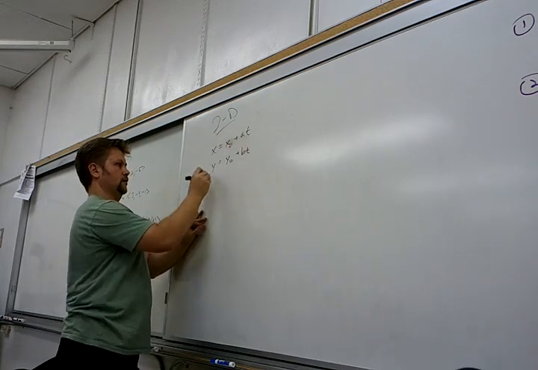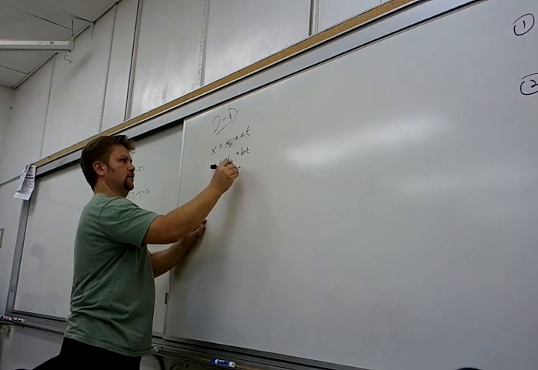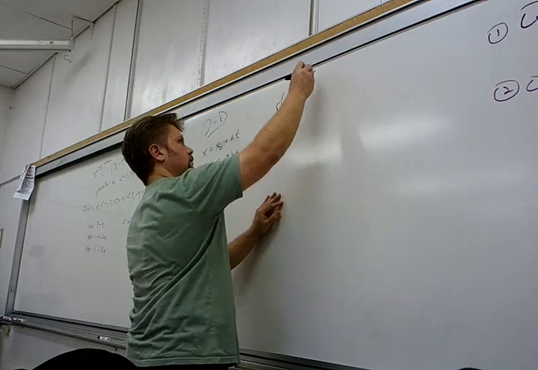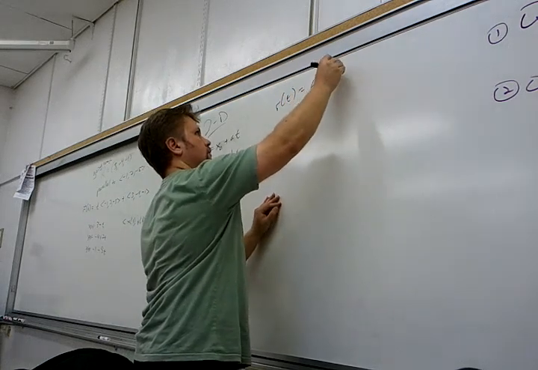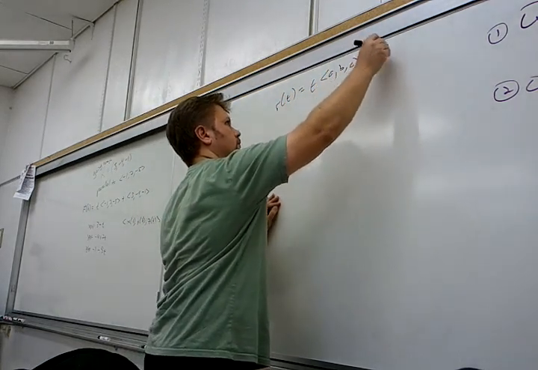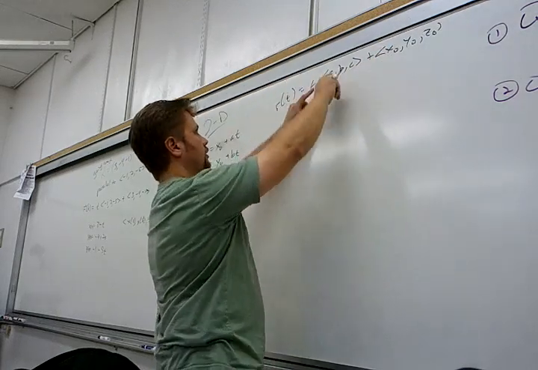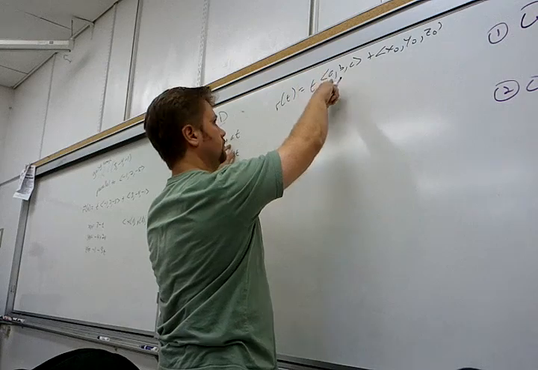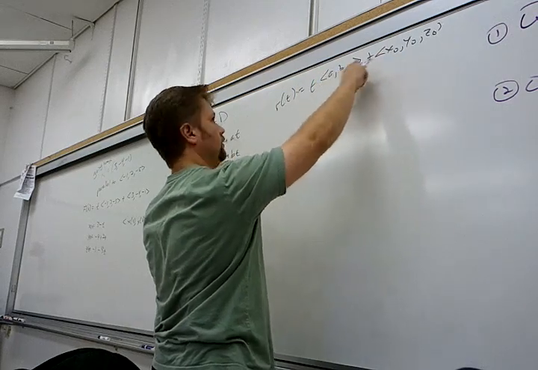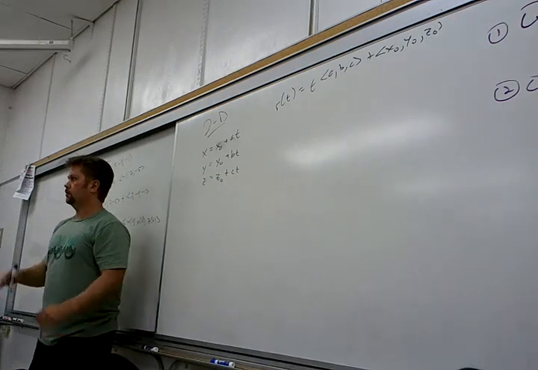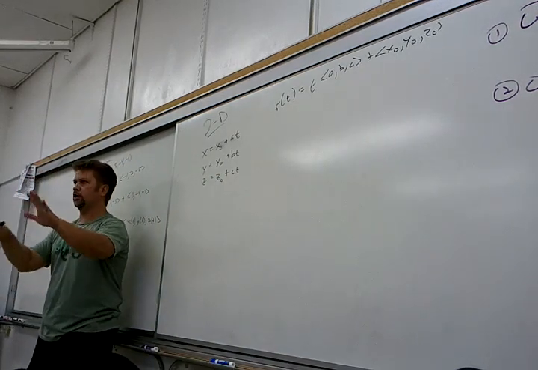Oh, that was probably plus. z equals z naught plus ct. Let me make this clear. R of t is t times ⟨a, b, c⟩ plus ⟨x naught, y naught, z naught⟩, right? So x in general would be x naught plus at, y naught plus bt, z naught plus ct for z. Just looking at each component separately for the general case.